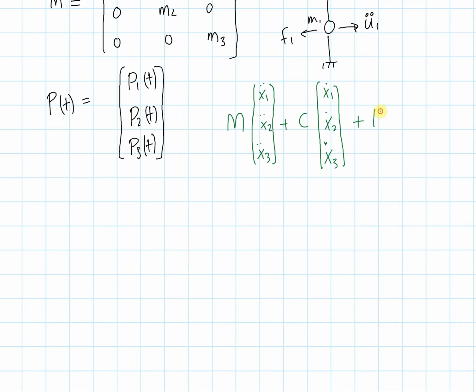And lastly, I have my stiffness matrix, and that goes with the displacements or the deformations. So x1, x2, and x3. There we go. And that equals P1T, P2T, and P3T.